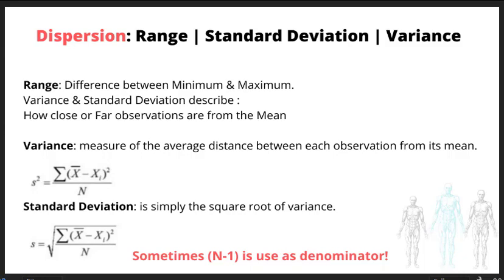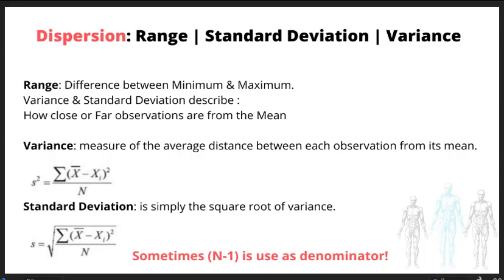Example. There is a set of values like 2, 4, 6, 8. Range is nothing but 8 minus 2. So it's the difference between the minimum and maximum value. The most important dispersion measures are variance and standard deviation. Variance and standard deviation measure how far or close the observations are from the mean value.